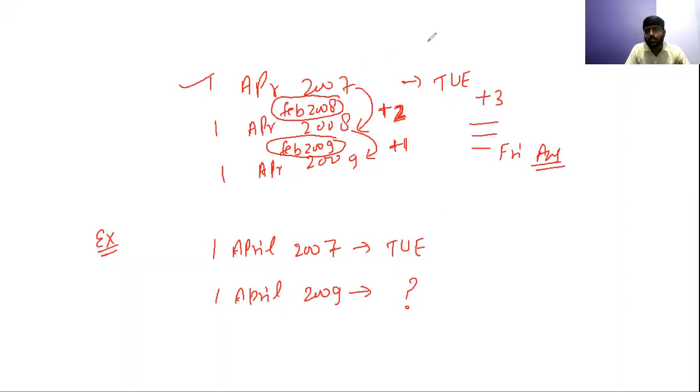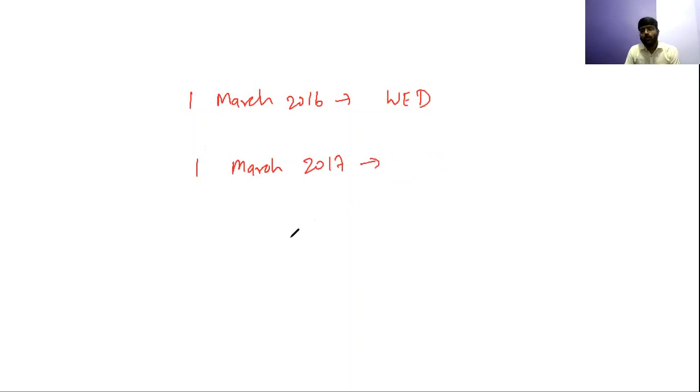Let me discuss a good question where confusion can arise. Okay, let's suppose I give you a question like this. 1st March 2016 is, let's suppose, Wednesday, and I ask you what will be the day on 1st March 2017. Most of you will be confused in this question if you are not listening to the concept properly, because as soon as you see 2016, most of the students understand it as a leap year, so they add 2 here, but that's wrong.